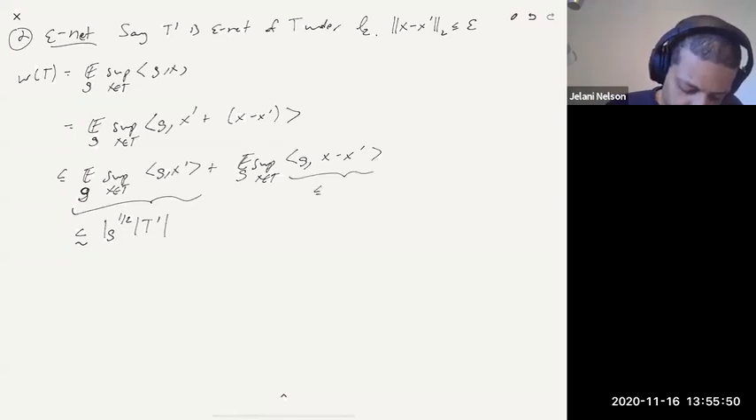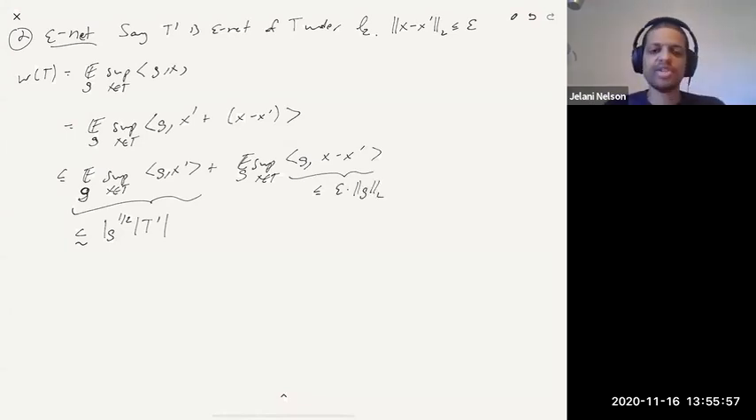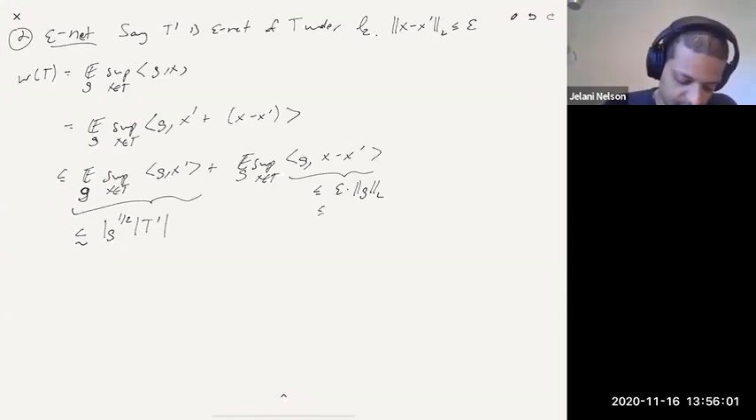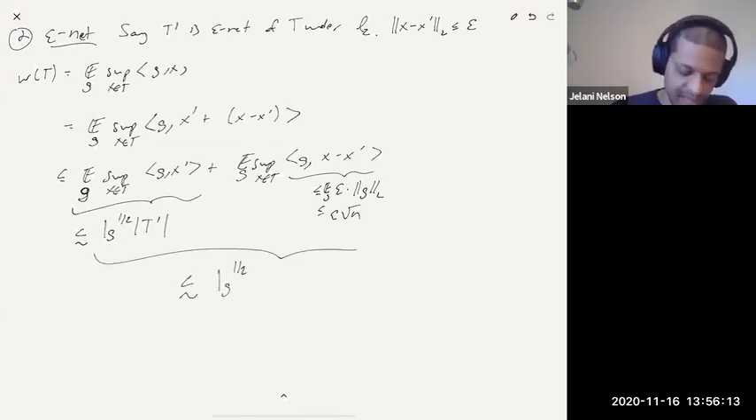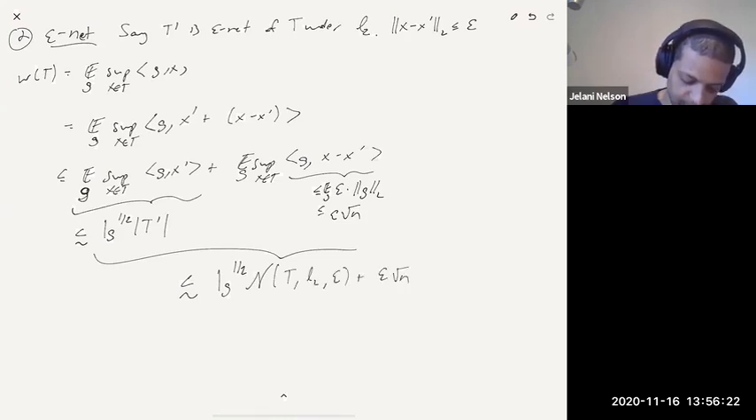This is certainly by Cauchy-Schwarz at most the norm of x minus x prime, which is epsilon, times the norm of g. But the expectation of the norm of a Gaussian vector is root n. So let's say expectation over g, this is at most epsilon root n. So altogether, this is at most root log, if you remember this notation, if not, I'll remind you, N of T, L2, epsilon, plus epsilon.